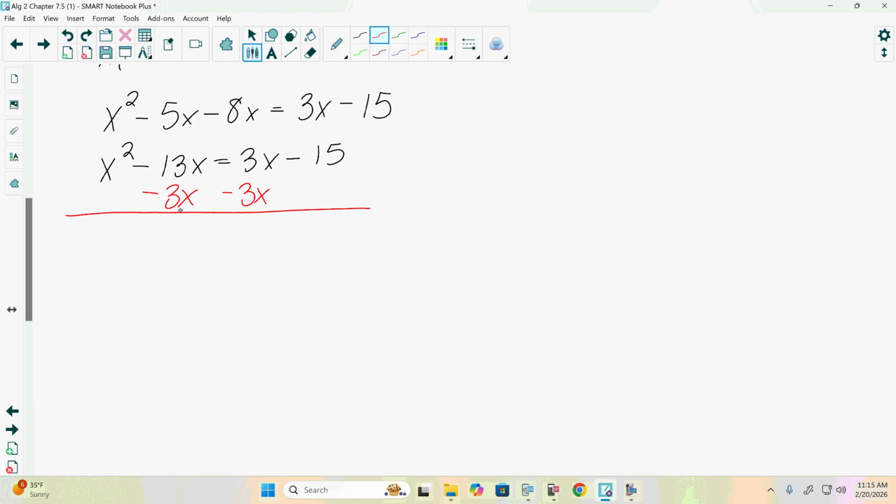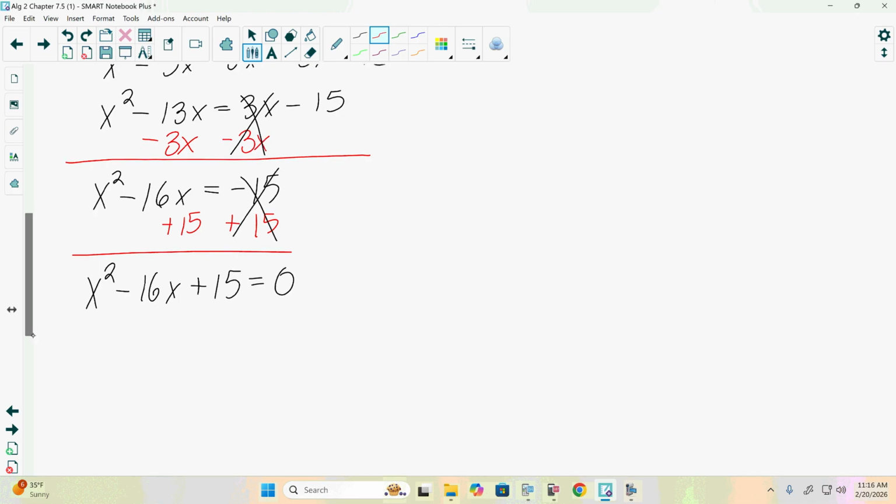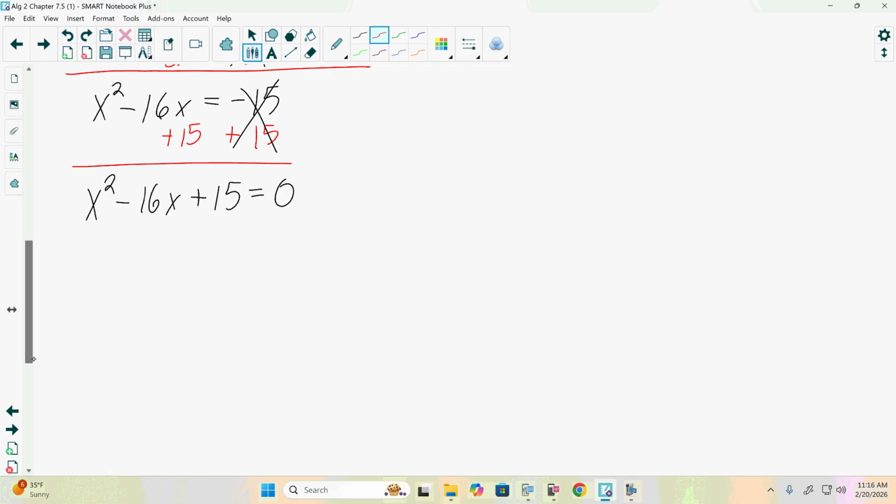Now, the direction I move my terms, which side we move them all to, really doesn't make a big difference. I try to keep the x squared term, the variable with the biggest exponent, positive, if at all possible. So I'm going to subtract 3x first. Negative 13x minus 3x will be negative 16x. 3x minus 3x will cancel. Then we're going to add 15 to both sides. Getting us to x squared minus 16x plus 15.